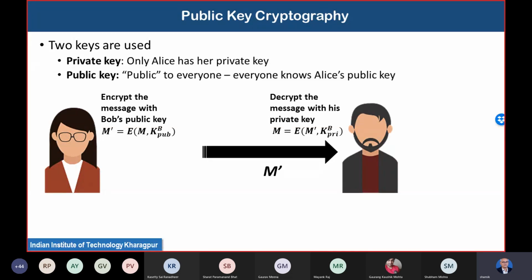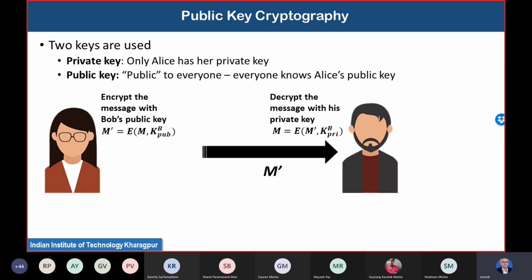Now when Bob gets the message, Bob will decrypt it using a function, which again is shown here as E, and we'll have a little bit more clarity on these terms, the notations, as we proceed.